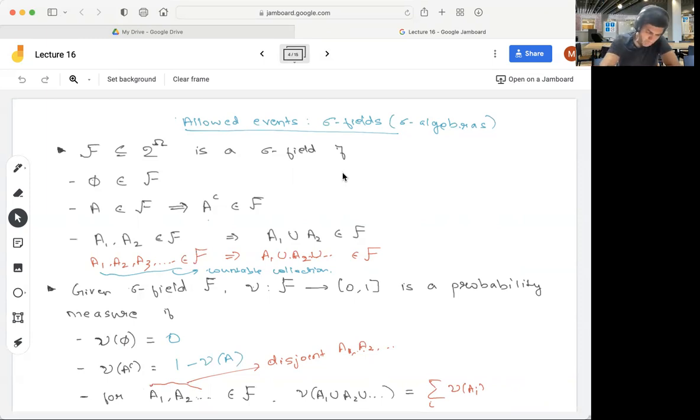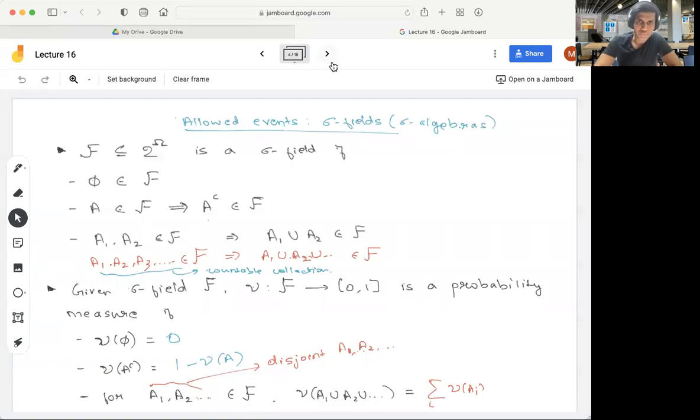This allowed collection we called a sigma algebra, and an assignment of probabilities to these allowed events we called a probability measure. So the probability measure is now no longer a function from the outcome space to real numbers or positive real numbers, but rather it's a function from subsets of the outcome space, or from the sigma algebra, to positive real numbers, in particular the interval 0 to 1, because the probabilities of any event are numbers between 0 and 1.